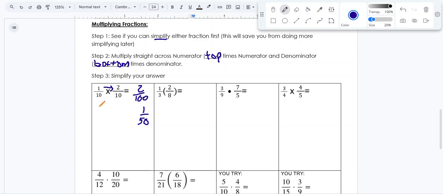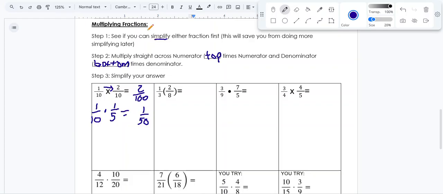If I simplify first, it makes it a little bit easier. This one's not too bad because the numbers aren't terrible, but 1/10 I can't simplify. 2/10 I can simplify, because they're both even, so that would make this 1/5. So I could do 1/10 times 1/5, and when I do that, 1 times 1 gives me 1, 10 times 5 gives me 50.